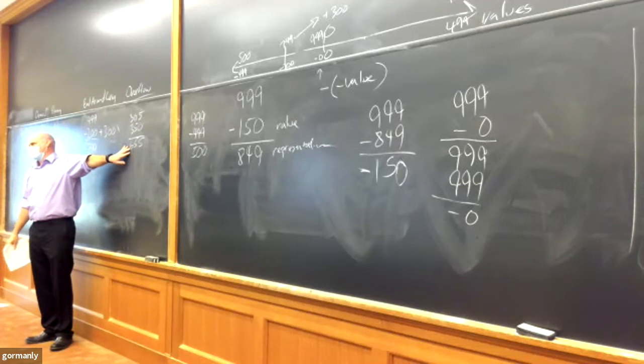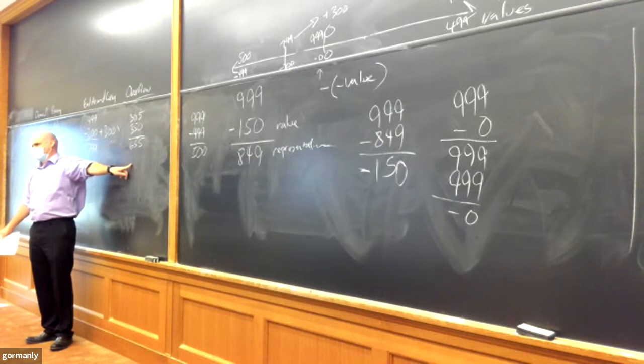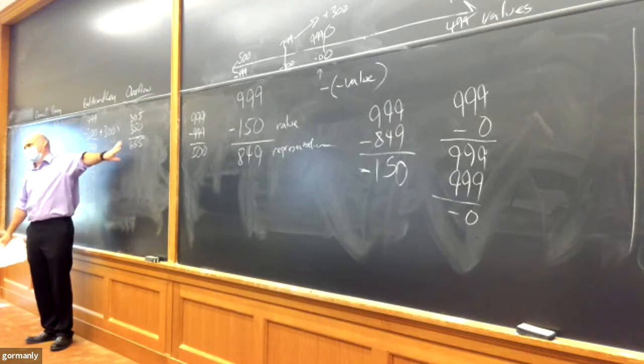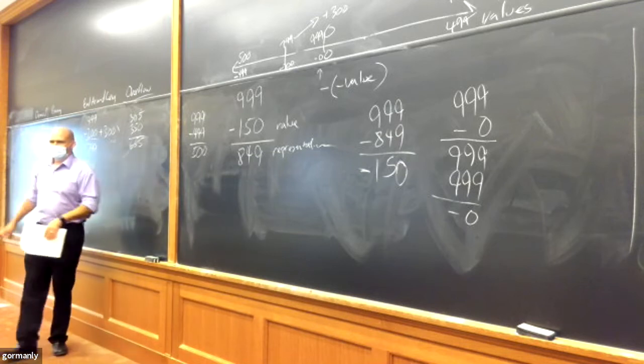What's wrong with this answer? Correct, because it's negative, right? How do you add two positive numbers and end up with a negative? You can't. This is overflow. This is legitimate overflow. There's nothing I'm going to do to fix this. I'm going to throw it away.